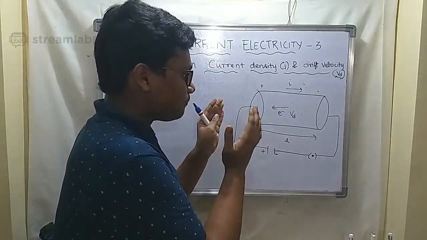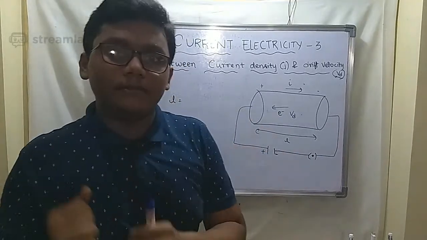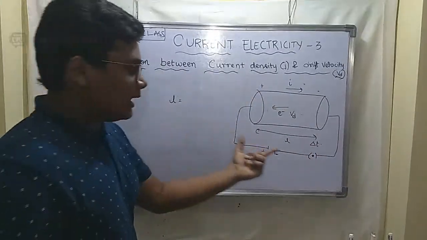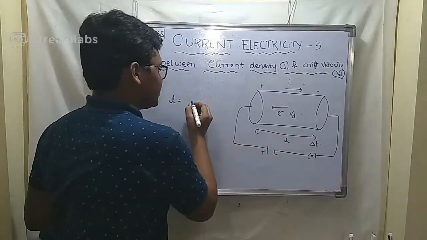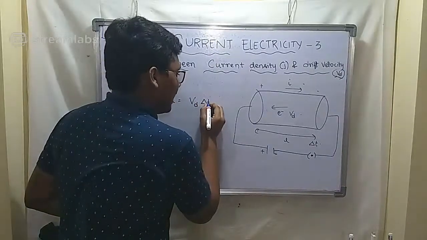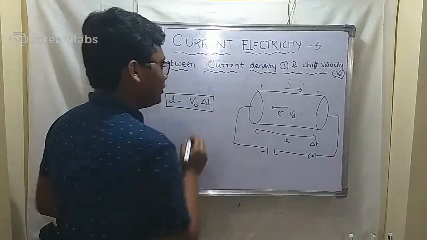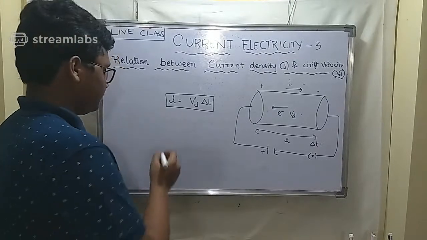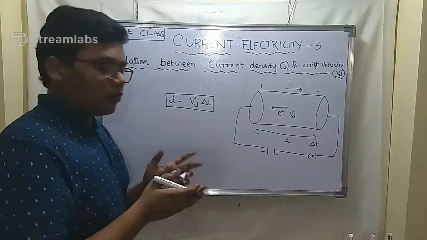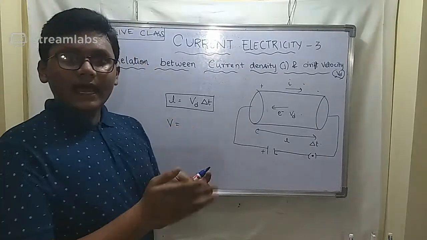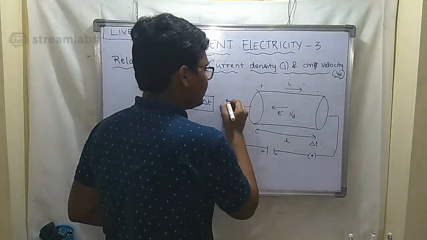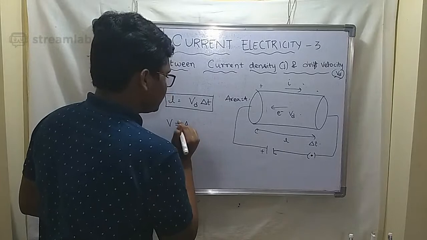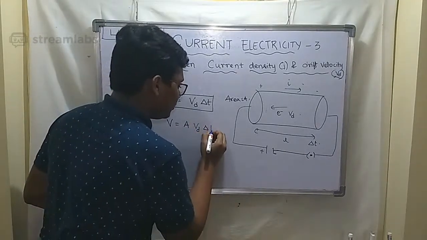So the distance is equal to velocity into time taken, and we take the time as delta t. What is the length now? Length is equal to velocity into time, so L is equal to Vd into delta t. And what is the volume? Volume is equal to area into length. The cross-sectional area of this conductor is A, so the volume is equal to A Vd into delta t.